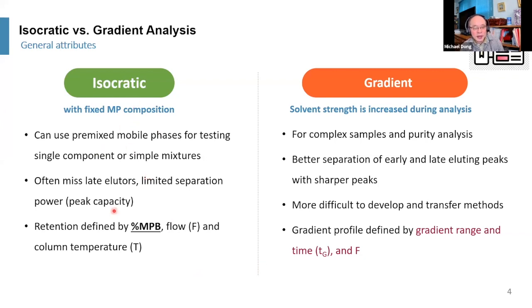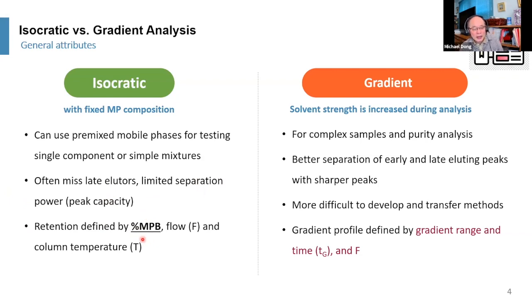An isocratic method has a real problem. It will miss any late eluters, right? And sometimes the columns are contaminated. So gradient, in a way, even though it's more complex, you always start with a clean column because you go up to the gradient, you wash out your column every time. The separation power is limited. Separation power is measured by peak capacity. Typically, for isocratic, the peak capacity is about 100. And we define what is peak capacity later on.